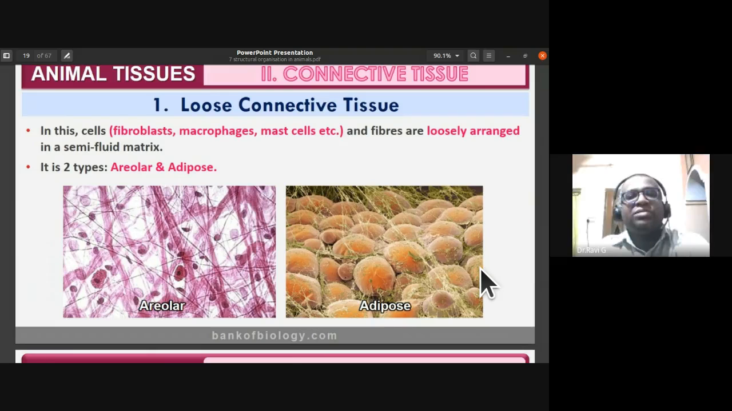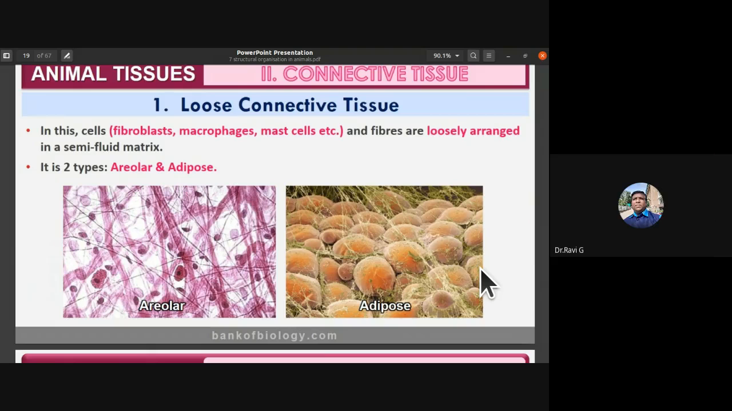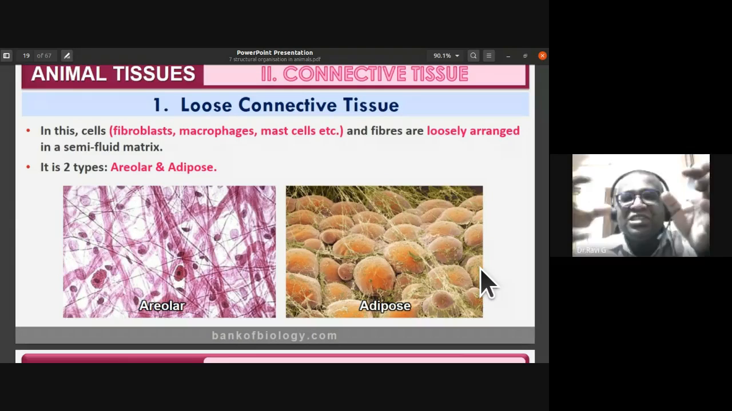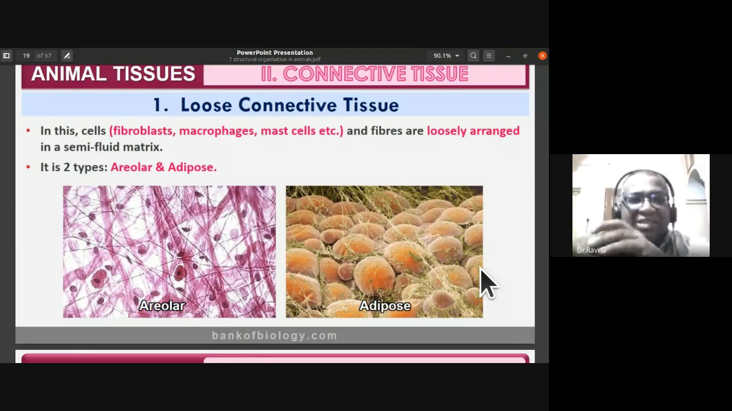So the first that we are going to study is the loose connective tissue. As the name indicates, they are loosely arranged in a semi-fluid matrix. The cells like fibroblasts, macrophages, mast cells, and the fibers are loosely arranged in a semi-fluid matrix. The loose connective tissue is of two types: the areolar connective tissue and adipose connective tissue. So we call them loose connective tissue.